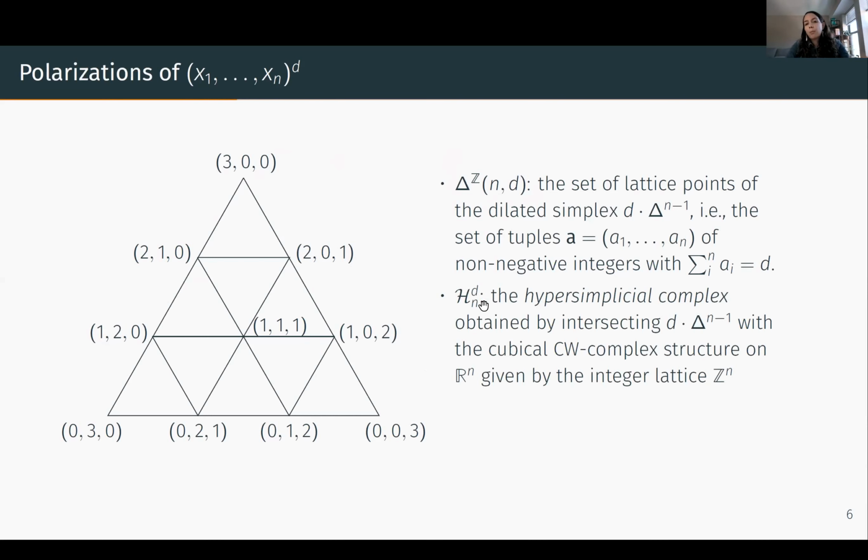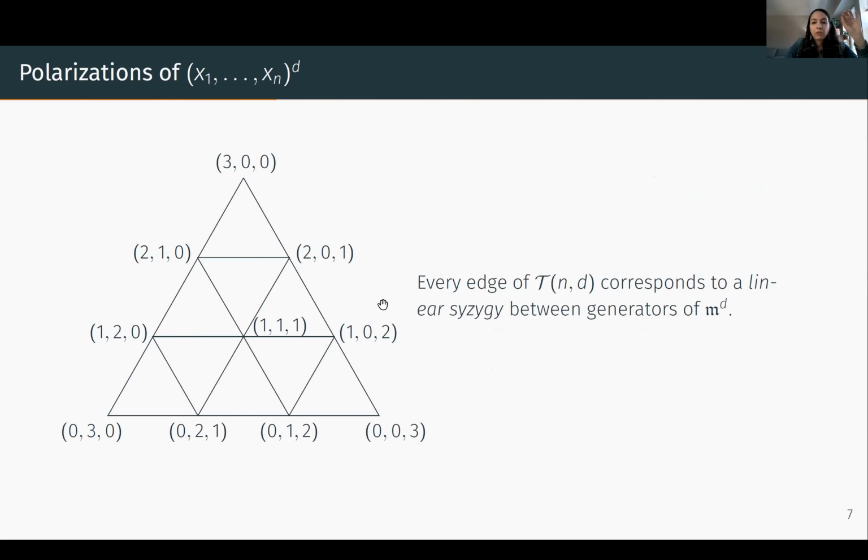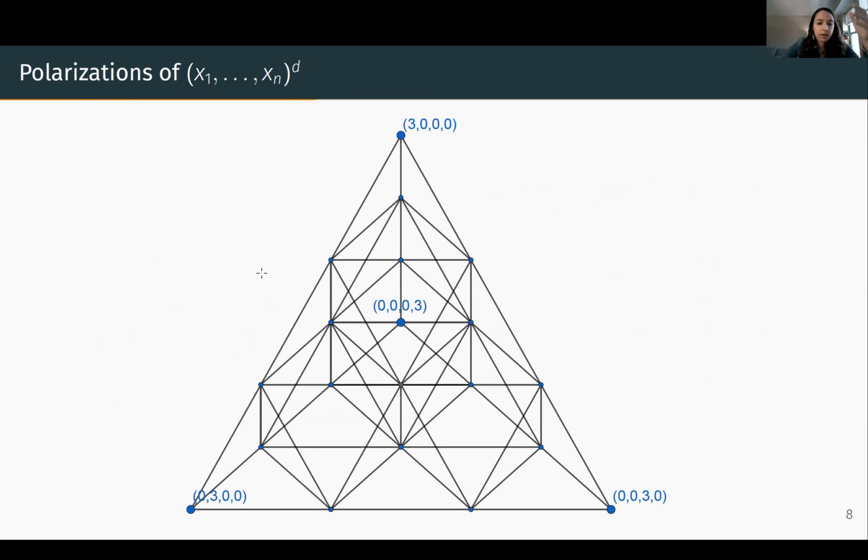This part's not super important, but you can take this dilated simplex and cut it by hyperplanes in all of the directions, and what you get is this hypersimplicial complex. I'm only focusing on the one skeleton right now. Every edge of this graph is going to be a linear syzygy edge. Each of these edges corresponds to a possible linear relation between the monomials with those exponent vectors, right? And this is a picture of what it would look like in one dimension higher.